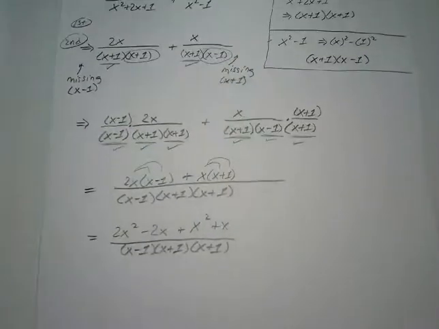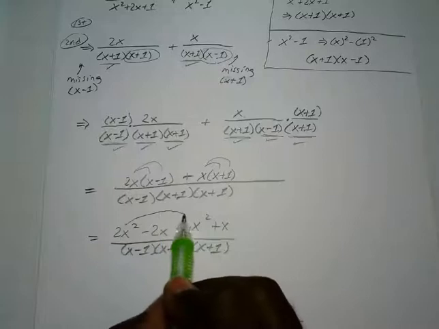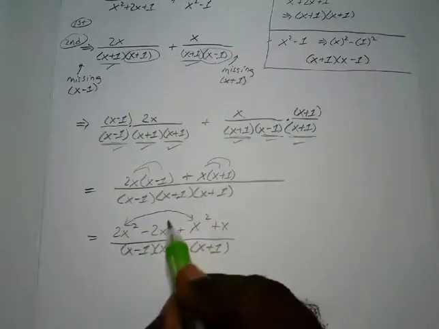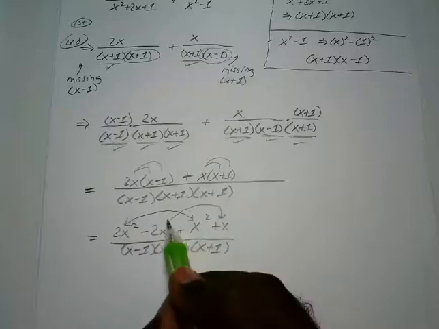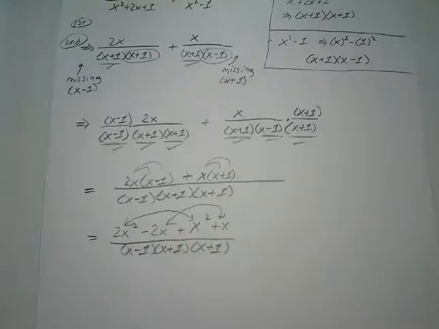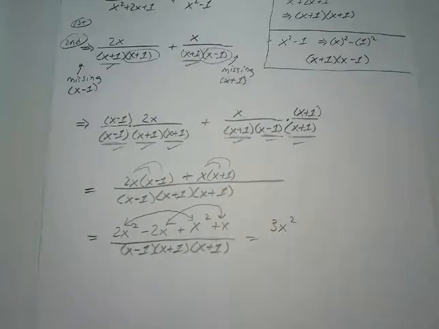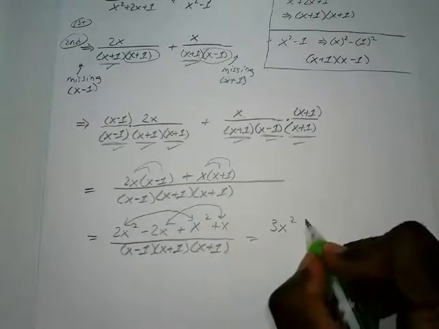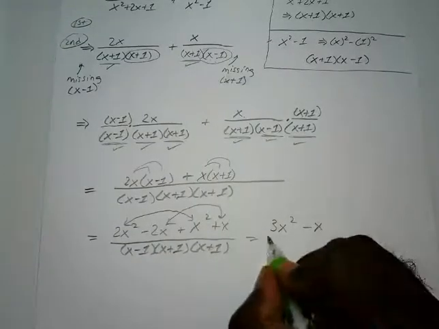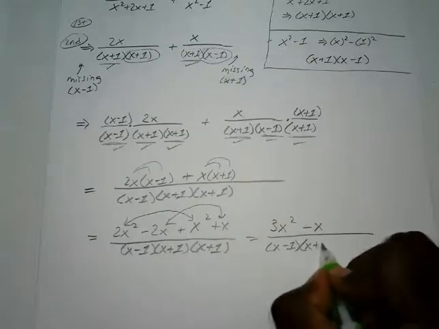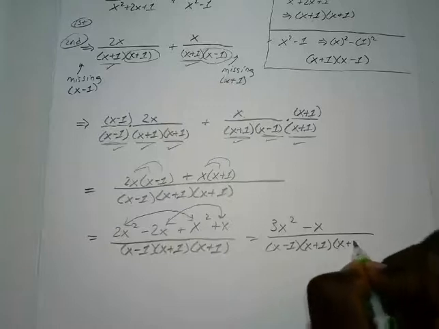Okay, so now we can go ahead and combine our like terms. So we can combine those two since they're both x squared. And we can combine those two since they're both x. Okay, so 2x squared plus x squared is 3x squared. Negative 2x plus x is negative x. All over x minus 1, x plus 1, x plus 1.